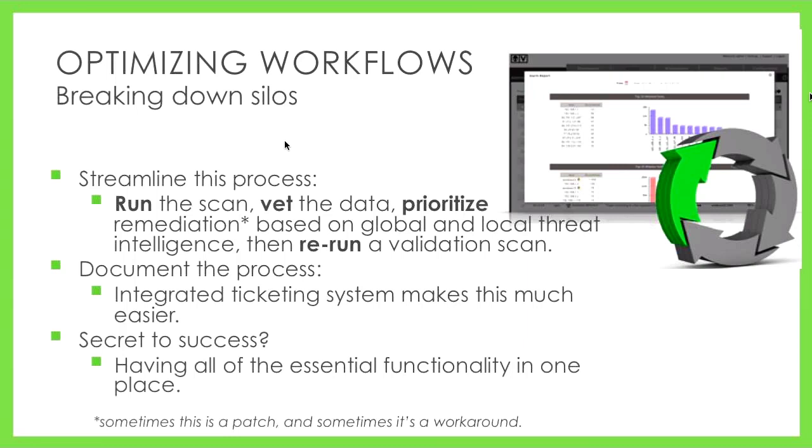What is this attacker going to try to target in my environment? As well as local intelligence about the operations and the typical baseline of network activity that you're seeing. And then finally, you don't end there. You rerun a validation scan after you do that remediation to make sure that you've indeed fixed the issue.